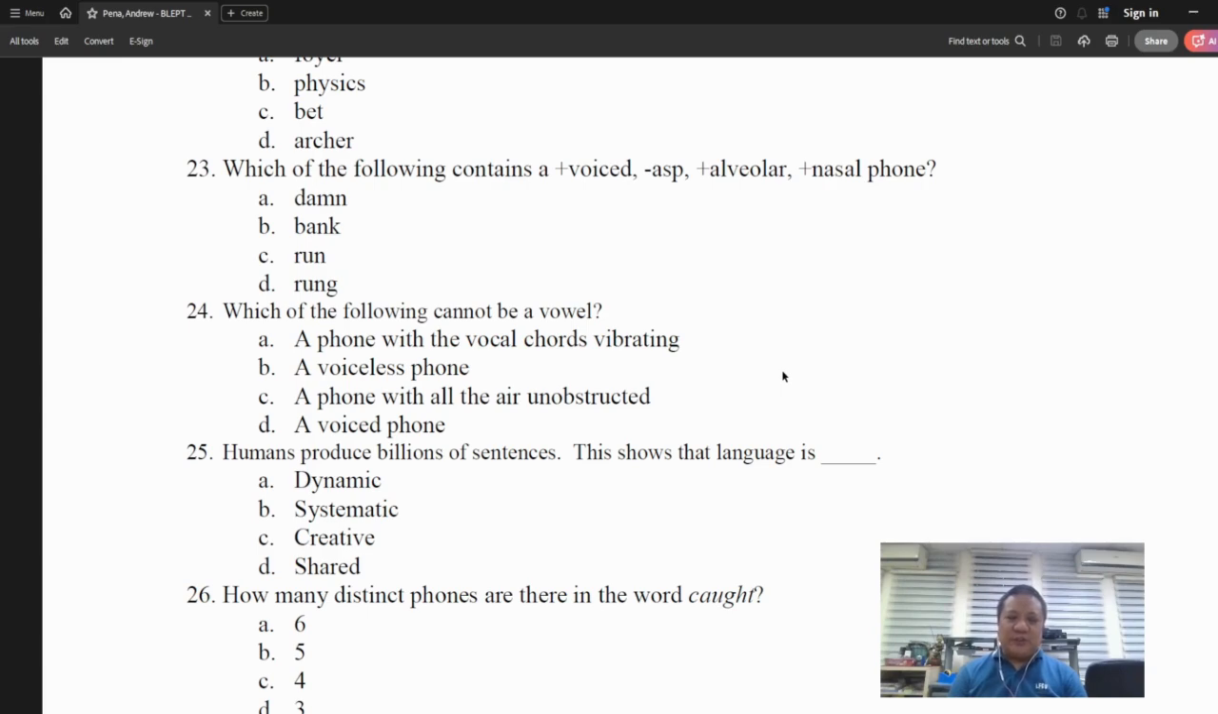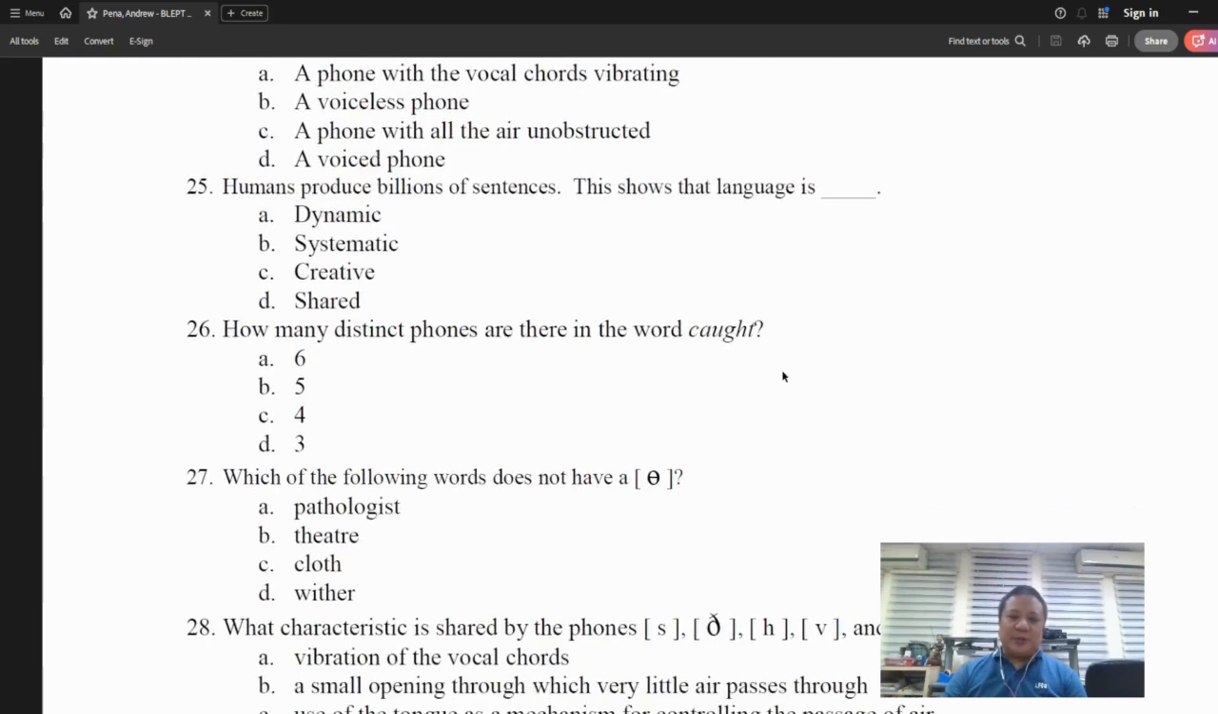24. Which of the following cannot be a vowel? A, a phone with vocal cords vibrating, B, a voiceless phone, C, a phone with all the air unobstructed, D, a voiced phone. The answer is B, a voiceless phone, because all vowels in English are voiced.